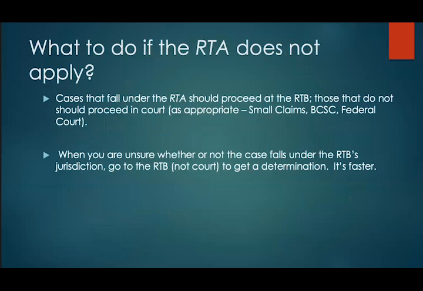So what do you do if the RTA doesn't apply? Cases that fall under the RTA, the RTB is your venue. You usually get before an RTB arbitrator through filing an application with the RTB. And those that don't have to go straight to court, small claims court, BC Supreme Court, or federal court, depending on the type of housing. But as long as the housing arrangement is under the RTA, your only route is the RTB. You can't skip it and go to court. You have to go to the RTB. They have exclusive jurisdiction over housing and landlord-tenant relationships.